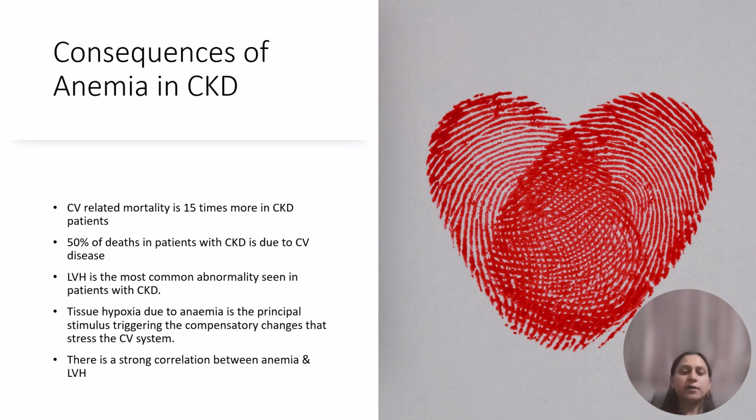The cardiovascular related mortality is 15 times more in CKD patients. 50% of deaths in patients with CKD is because of cardiovascular disease. Left ventricular hypertrophy is the most common abnormality seen in patients with chronic kidney disease. Tissue hypoxia because of anemia is supposed to be the principal stimulus triggering the compensatory changes in the cardiovascular system. And studies have proven time and again that there is a strong correlation between anemia and left ventricular hypertrophy.